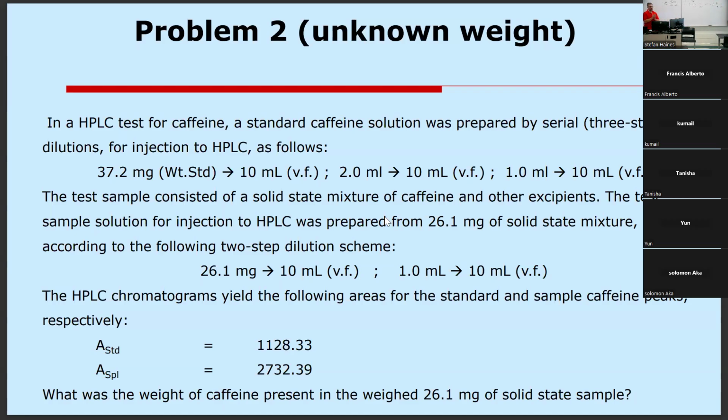Okay, so we took our standard, 37.2 milligrams. We put it into 10 mils. And then we took 2 mils of that and put it into another 10 mils. And then they did 1 mil into another 10. So 3 steps. So if you'll notice, V1 will be 10 mils, right? V2 will be 2 mils. V3 will be 10. V4 will be 1, and then V5 will be 10. Right? So we're doing our dilutions down the line. So it's a 2 to 10 dilution, then a 1 to 10 dilution.